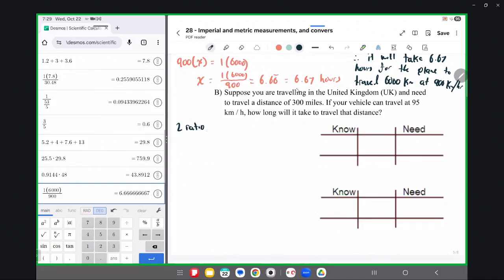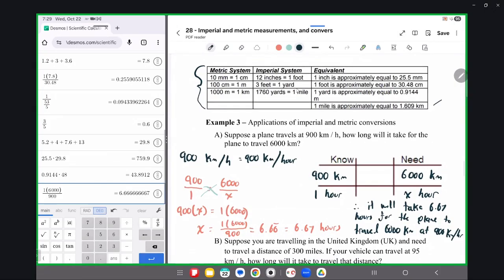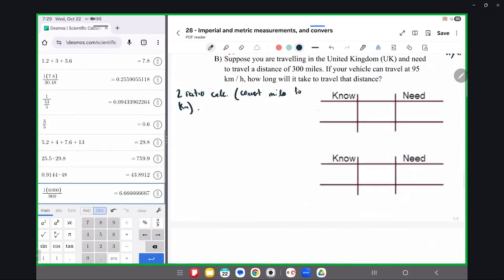So we'll write that down. So this is 2 ratio calculations. And we want to convert the miles to kilometers or vice versa. Okay. So first thing, we should recall that a mile is 1.609 kilometers. So we know that 1 mile is 1.609 kilometers.